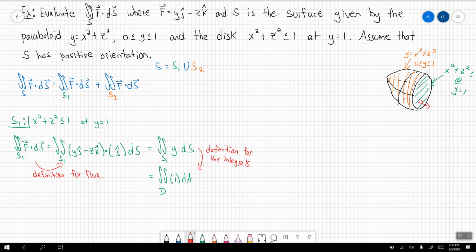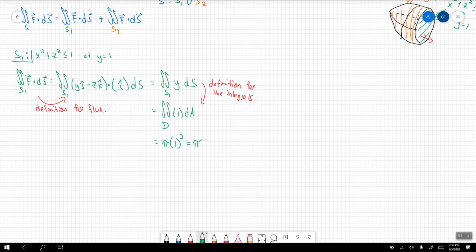I'm trying to calculate the area for this disk. Area for the disk is not too bad, because it's just a circular disk, so that's just pi times the radius squared. Well, what was that radius? That radius was 1, so it's just pi. Nice. So there's surface 1.